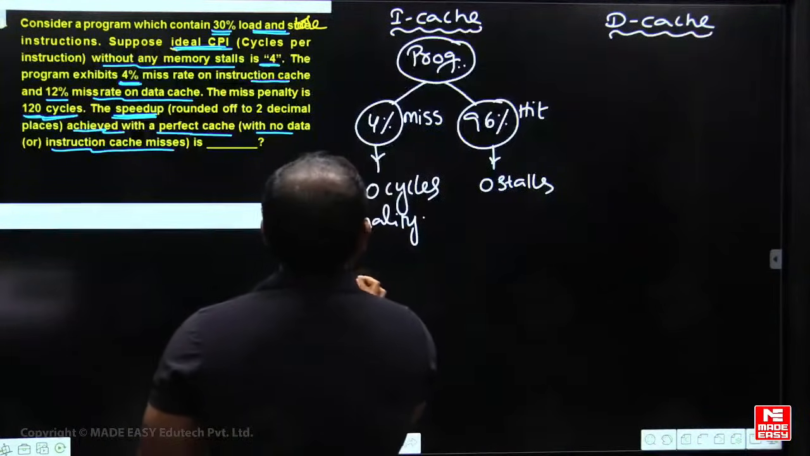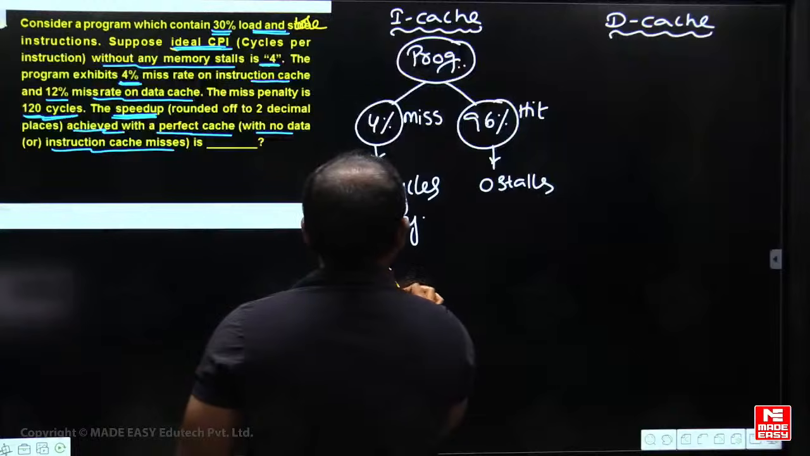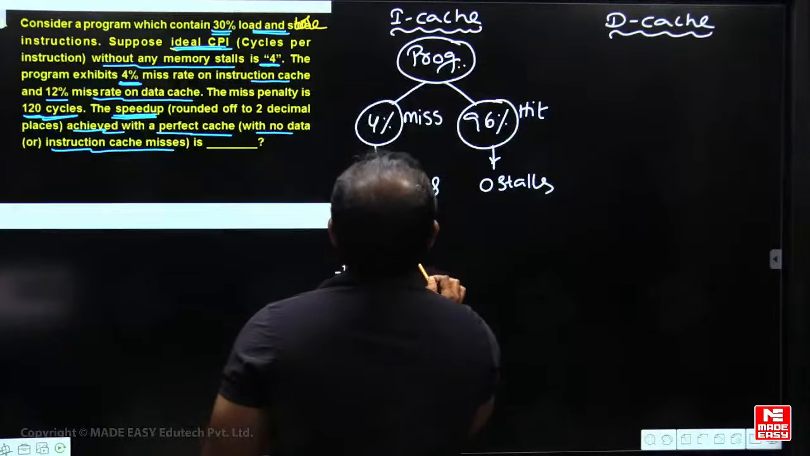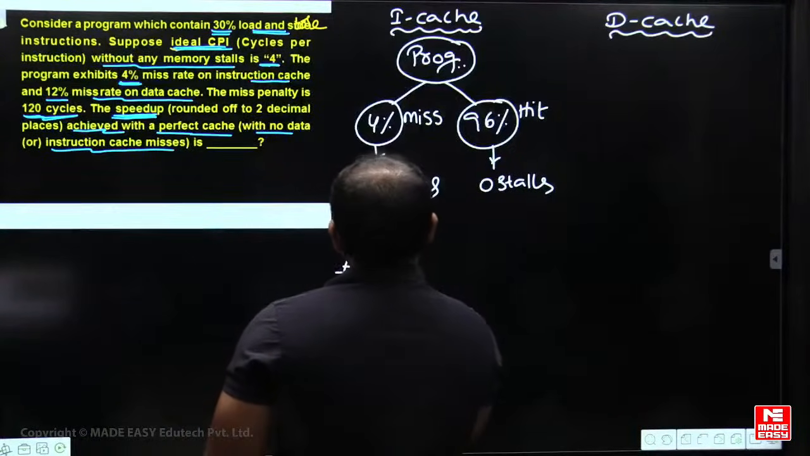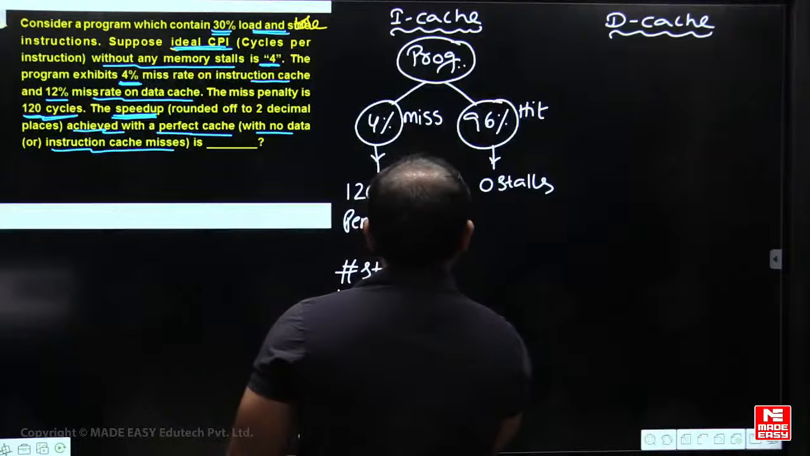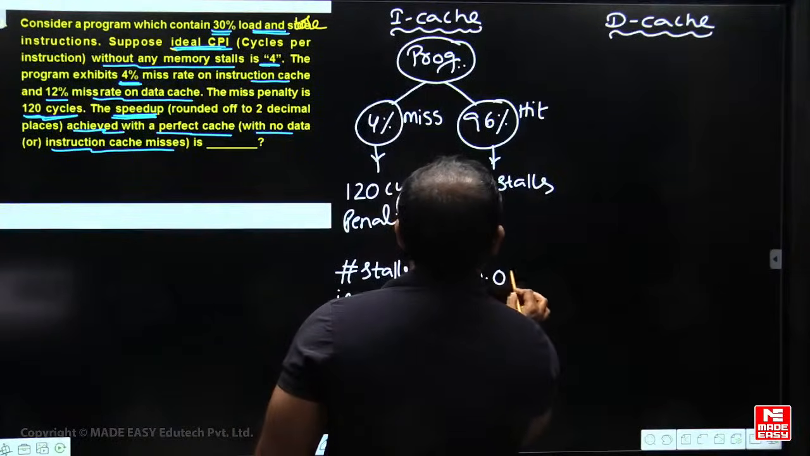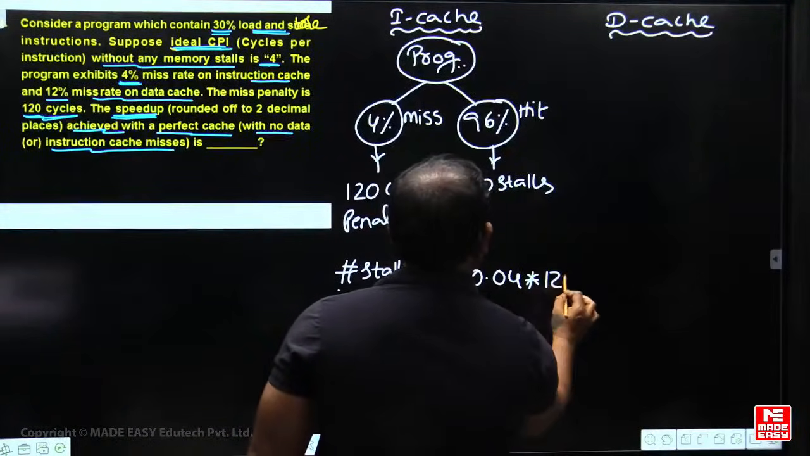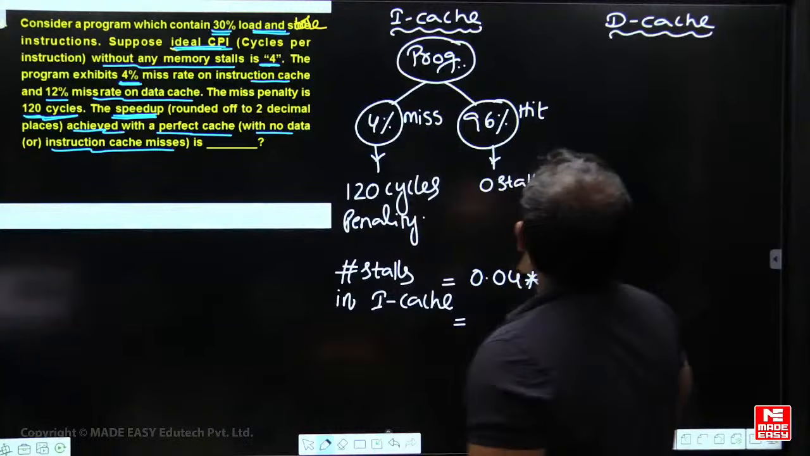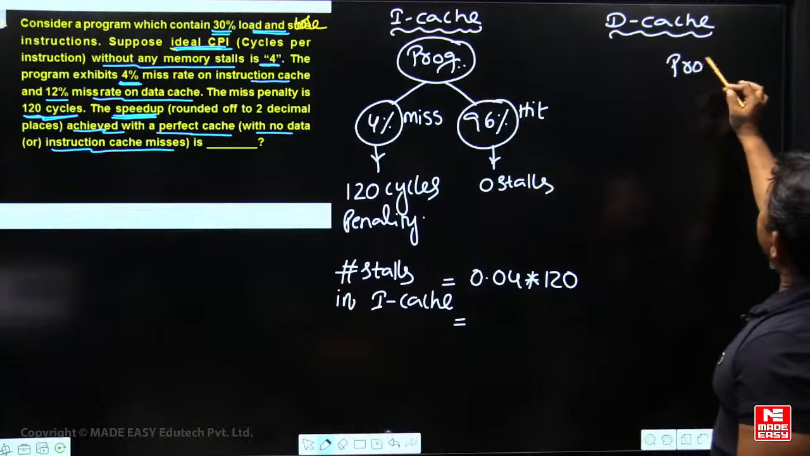Okay. So the number of stalls in I cache is equal to how much? 0.04 into 120. Coming to D cache, data cache.